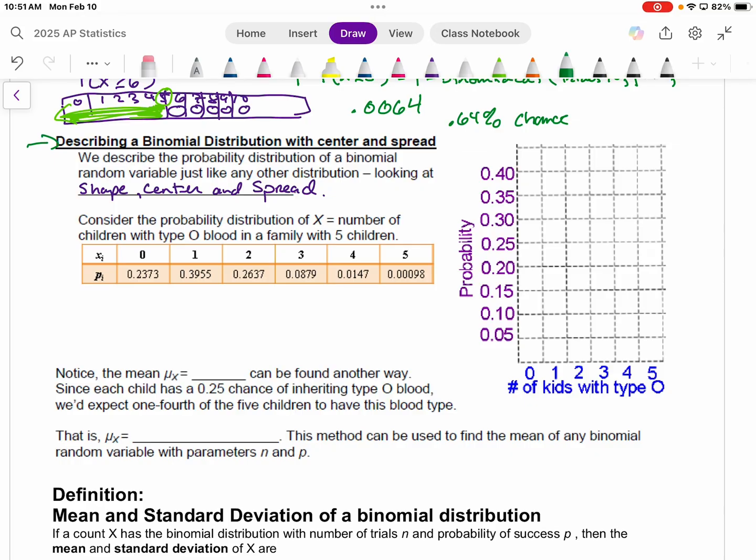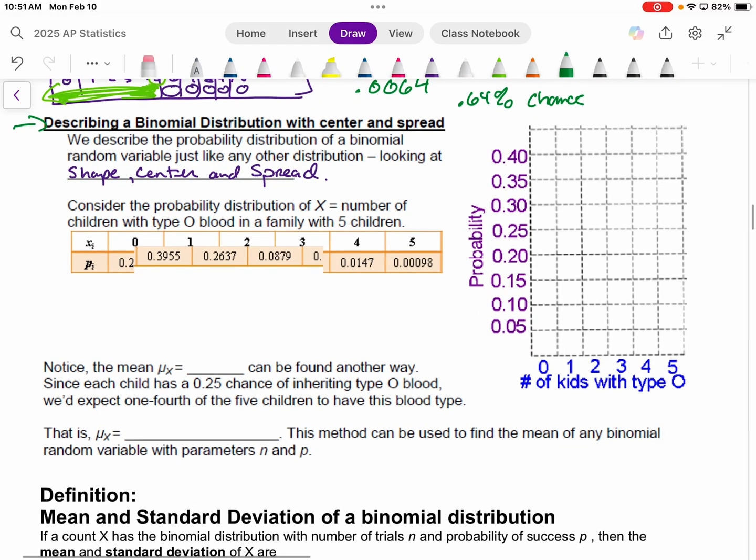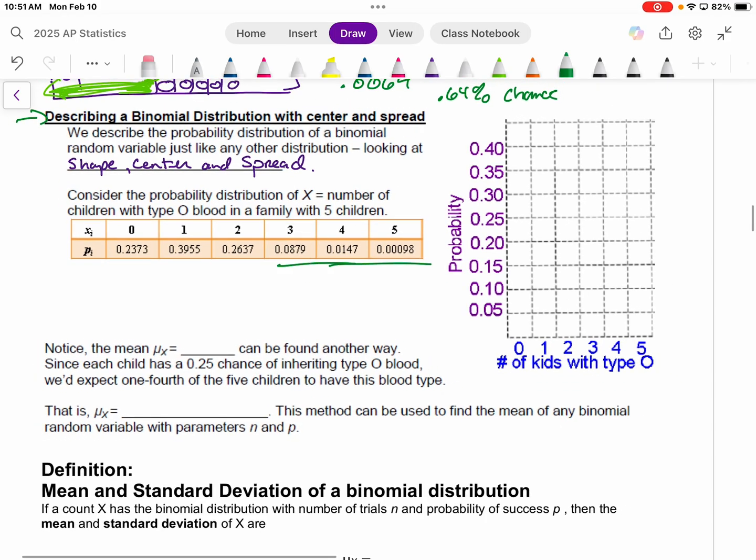Consider the probability distribution of this one, X being the number of children with type O blood in that family with 5 kids. There are the probabilities that none of them have it, 1, 2, 3, 4, 5. We found some of these by hand. They asked us to sketch a little histogram and describe it: shape, center, and spread. So here we go.